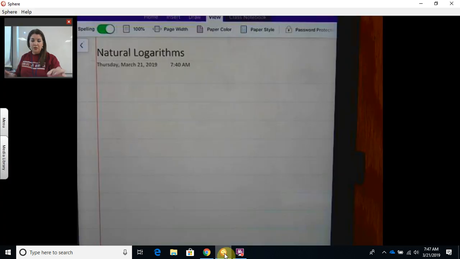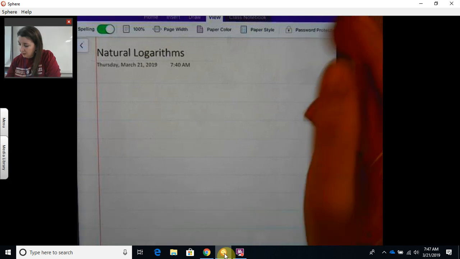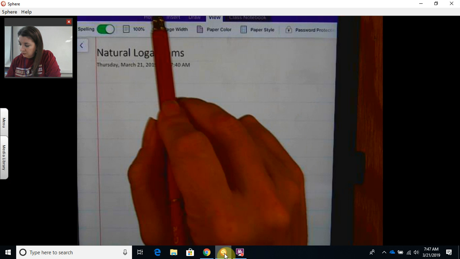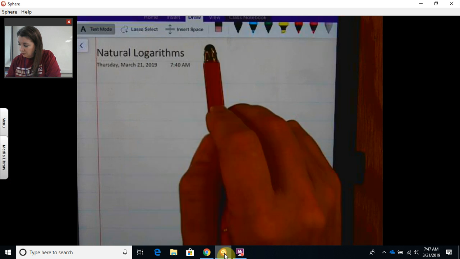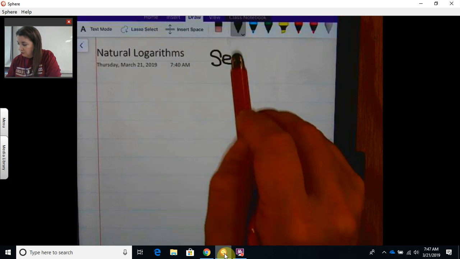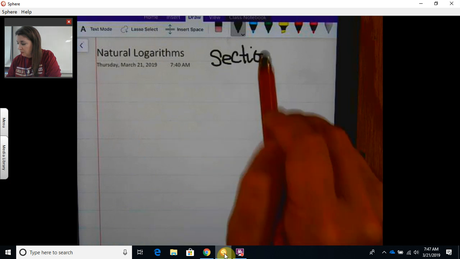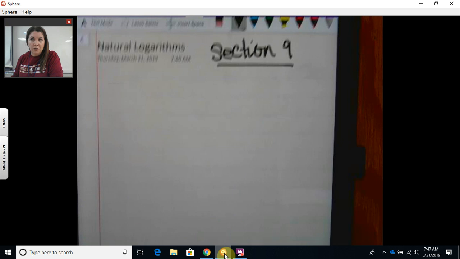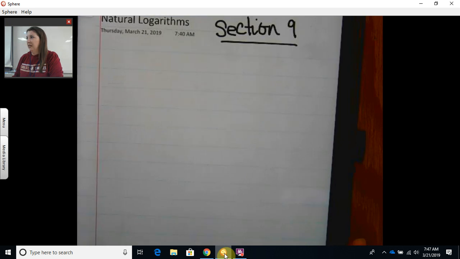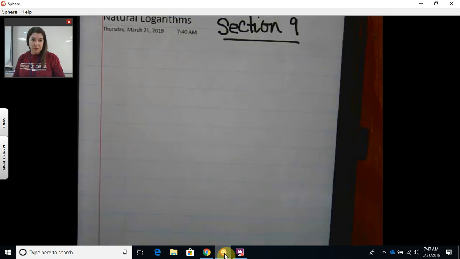So this is natural logarithms. We're still in section 9. But it's not a particular topic. These are my own notes, not from an Algebra Nation video, just like the last class. Okay? All right, so we talked about Euler's number the other day.